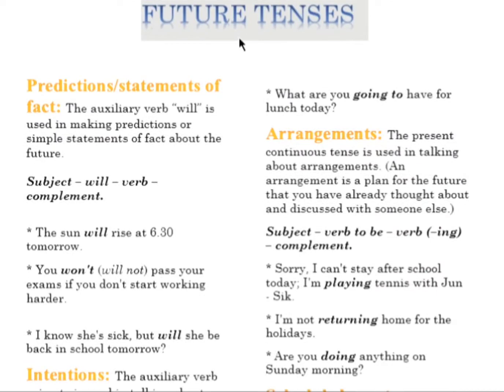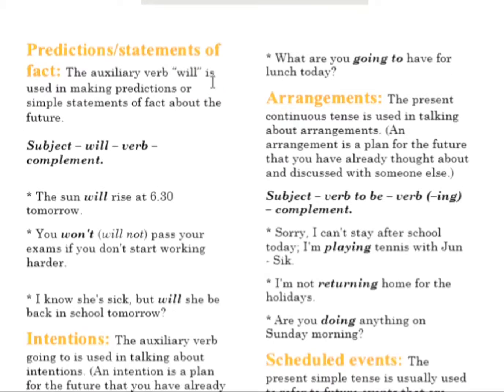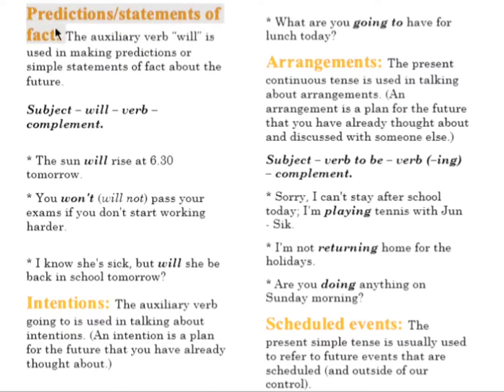Future tenses. Now, in today's class, we're going to be studying the different ways in which we can express or talk about the future. First of all, we can use it for predictions, statements of fact. In this case, the auxiliary verb will is used in making predictions or simple statements of fact about the future. Okay? In this case, we have to use, as it says, the auxiliary verb will followed by the verb in its normal form, or infinitive. Like subject, will, verb, and complement.